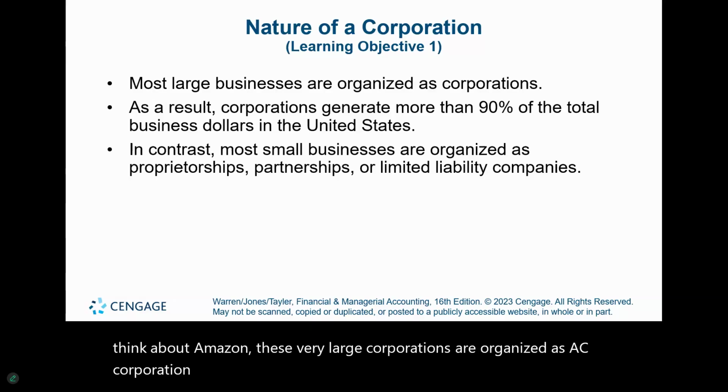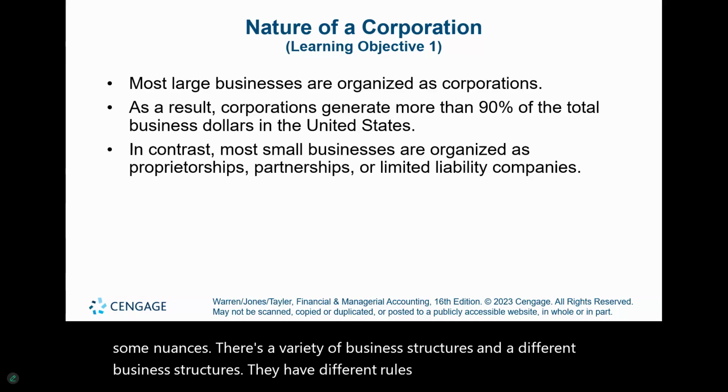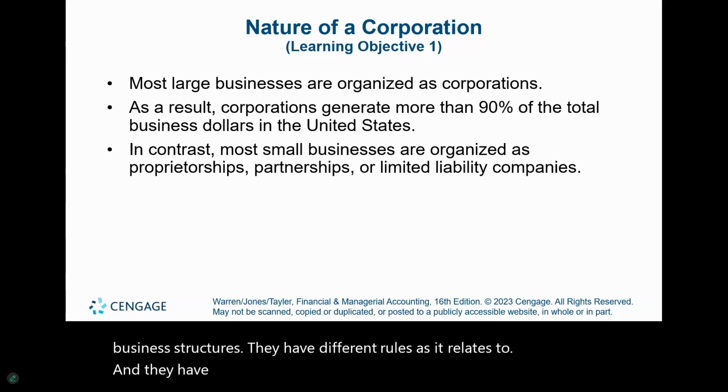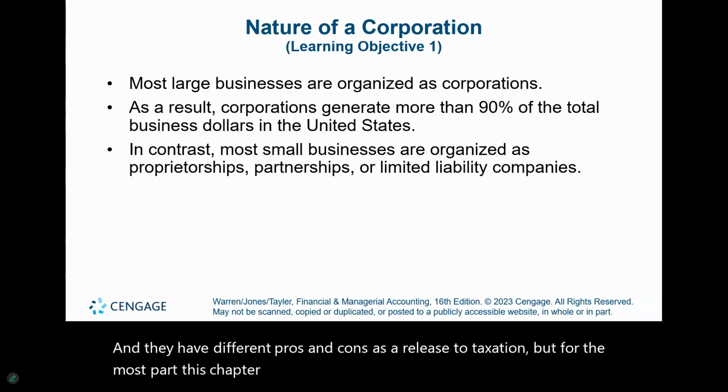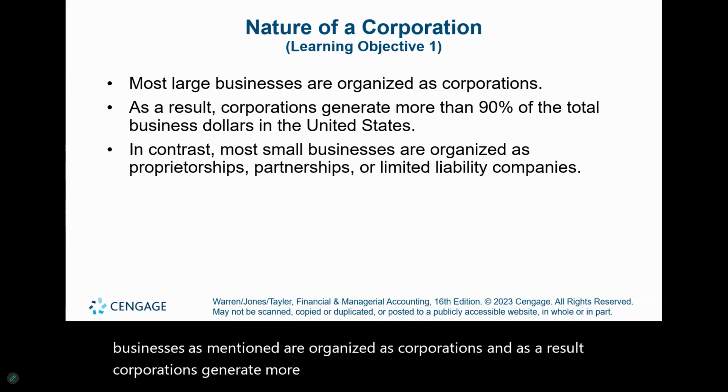You'll see there is what's called an S corporation. There are some nuances. There's a variety of business structures, and they have different rules as it relates to accounting, and different pros and cons as it relates to taxation. But for the most part, in this chapter, we are focusing on C corporations. Most large businesses, as mentioned, are organized as corporations, and as a result, corporations generate more than 90% of the total business dollars in the United States.